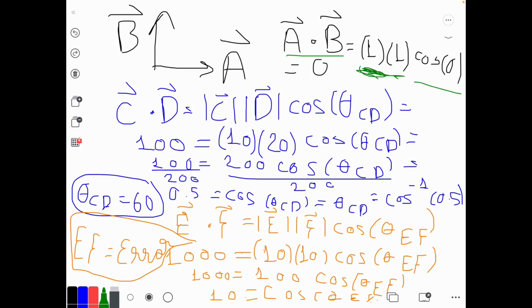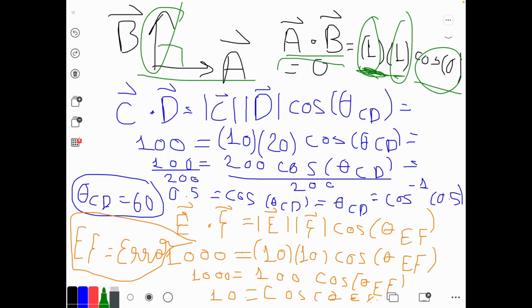Now here, I don't see any graph, and I don't know what to do. So I said, okay, let's say vector A is 1, and vector B is 1 as well. The angle between them, because that's going to be a very easy one to knock out, I'm going to say is 90 degrees. The rule is the cosine of 90 degrees is 0. So 1 times 1 times 0 gives 0 for the dot product of A and B.